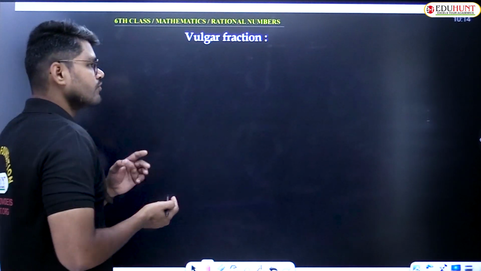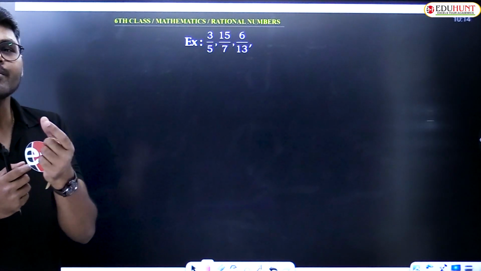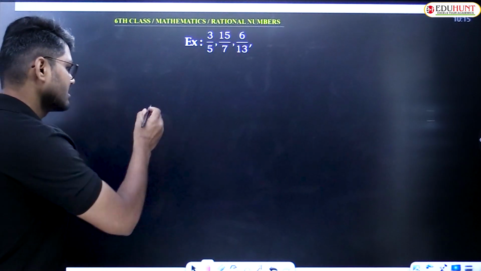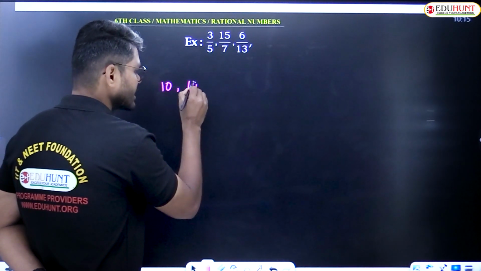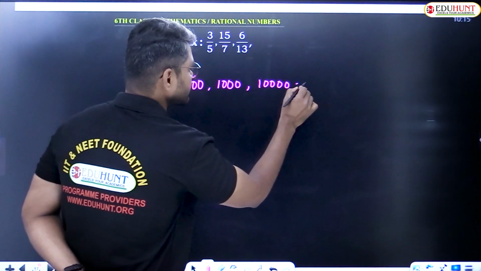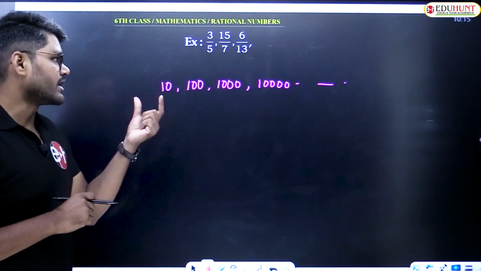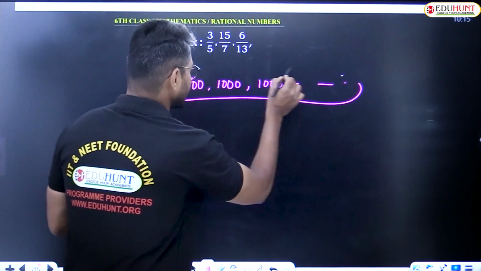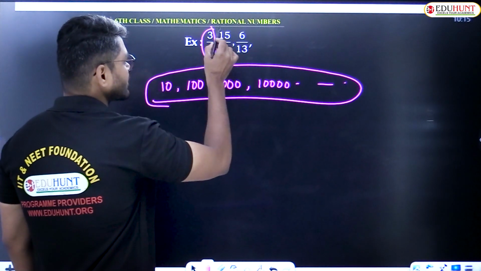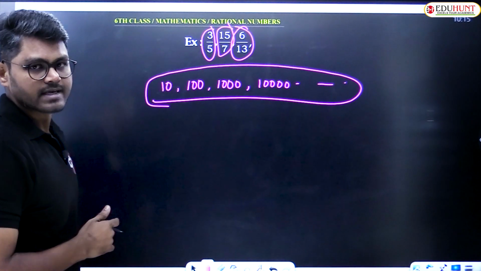Let's see the next one. Vulgar fraction. What do you mean by vulgar fraction? Vulgar fraction means the denominator of the fraction must be other than 10, 100, 1000, 10,000, like this. The denominator must be other than these numbers only. Then only those are called vulgar fractions. 3 by 5 is a vulgar fraction. 15 by 7, 6 by 13. These all are vulgar fractions.